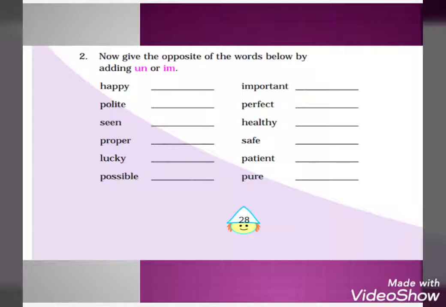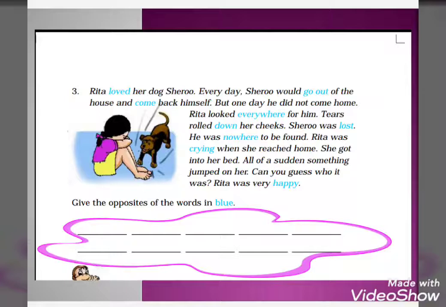So like that you want to add either an or im before the word and write it. Let us check the answer in next class. I will read out the words. Listen to it. Happy, polite, seen, proper, lucky, possible, important, perfect, healthy, safe, patient and pure. You have to add either an or im before that word.